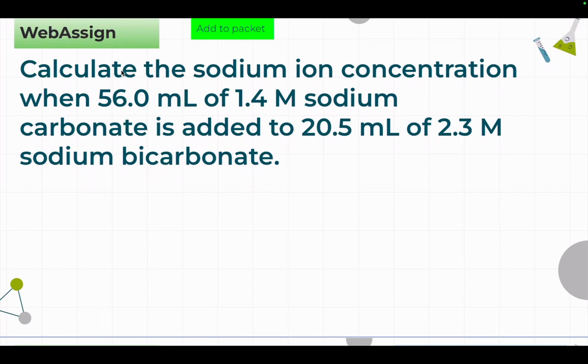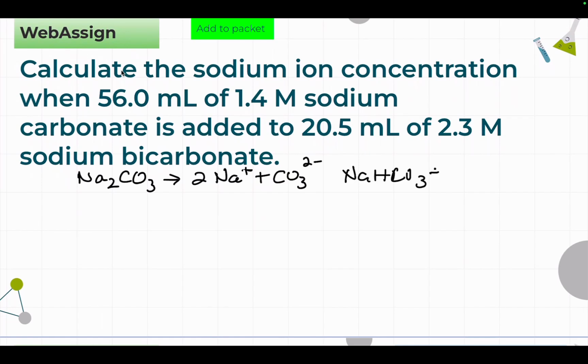When it's in 2 different solutions with different molarities, sometimes you'll want to know the total sodium ion concentration, in this case. So we have 2 different compounds: sodium carbonate, which would dissociate and give us 2 moles of sodium for every 1 mole of carbonate, and sodium bicarbonate, which is going to give us 1 mole of sodium for every 1 mole of the formula unit of the compound.